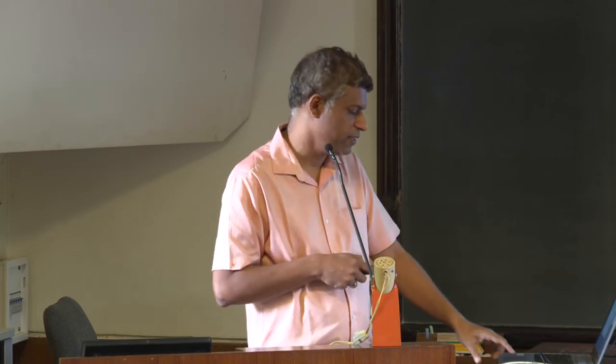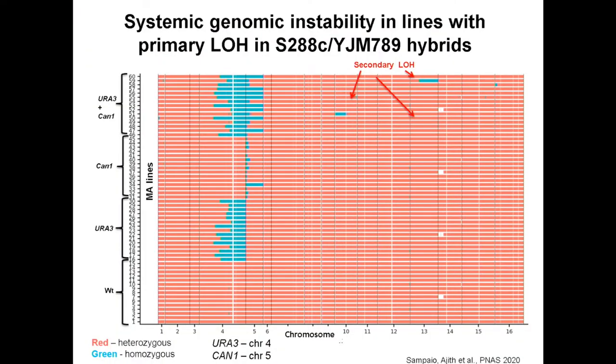Okay, and any correlation between chromatin structures and LOH? No, we have not looked at those kinds of things. What we have done is we have tried to move around these markers. If you look at this figure, initially we placed these markers on chromosomes 4 and 5. Then we shifted them to another chromosomal location, I have not shown that slide, just to see whether it was some chromosomal context specific effect that was causing it. We did not find evidence for that.